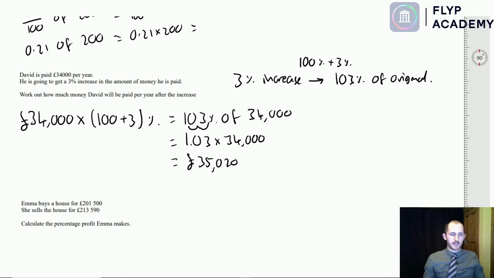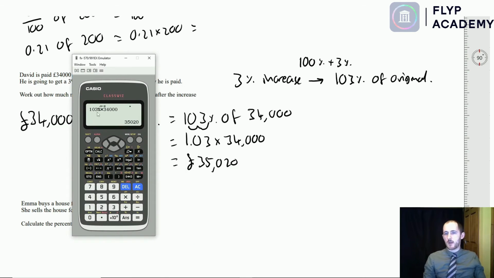Or again, you can leave it as a percentage, so 103% of 34,000. You can do it where you literally times by 103%. The percentage sign is just shift and the ANS button, and that gives you the same thing. Likewise, if you wanted to do it as a fraction, you have 103 out of 100 multiplied by 34,000. Again, you get the same thing. So it doesn't matter if you use a decimal, a percentage, or a fraction. It's all the same thing, which is exactly what we just said.